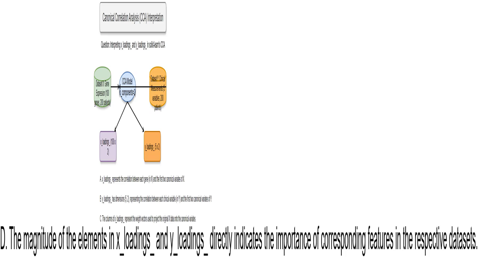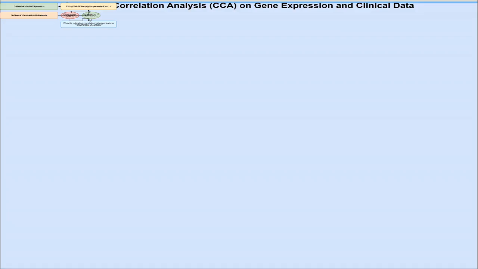Hey Vamsi, this line introduces the core problem. We're using a statistical technique called canonical correlation analysis, CCA, to find relationships between gene expression data and clinical measurements. Think of it as looking for patterns that link genes to patient health outcomes.